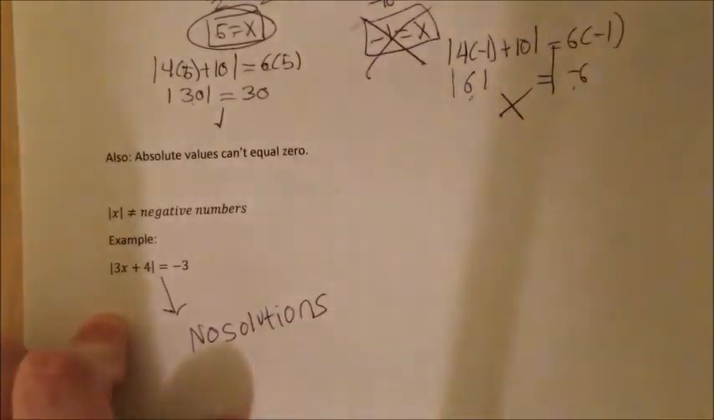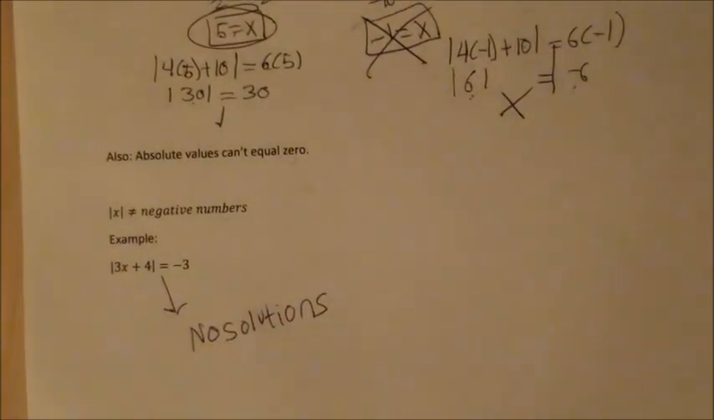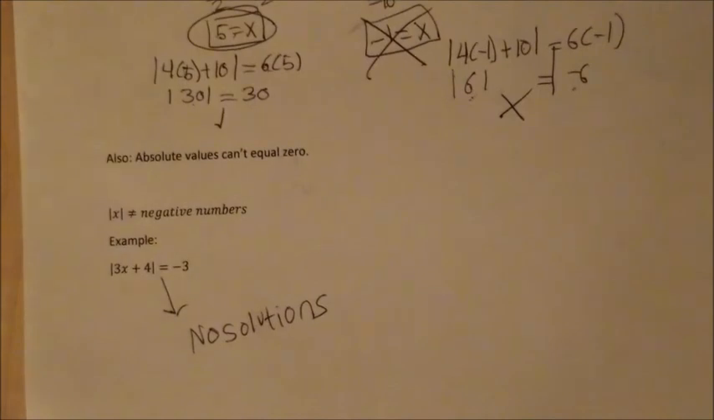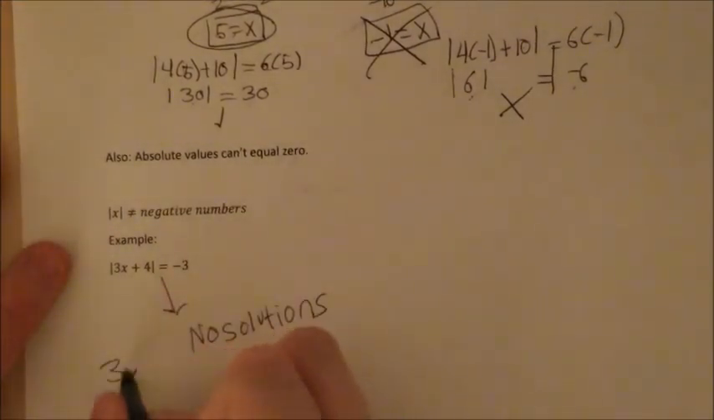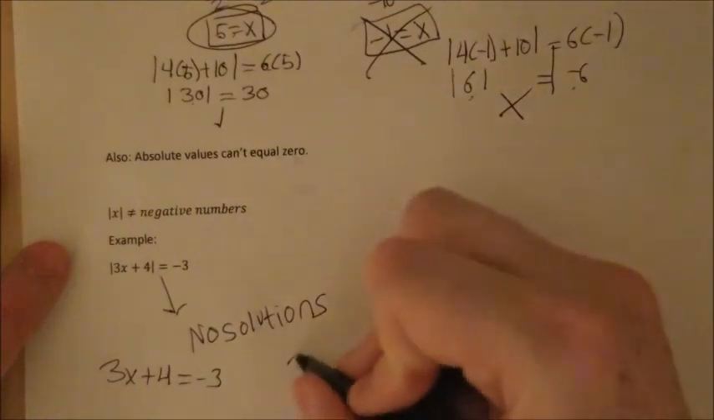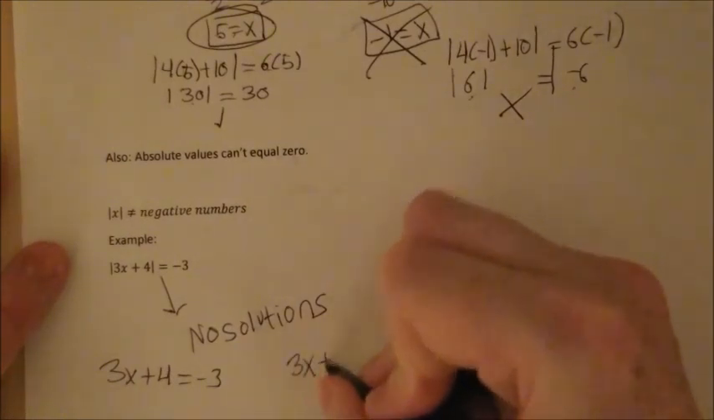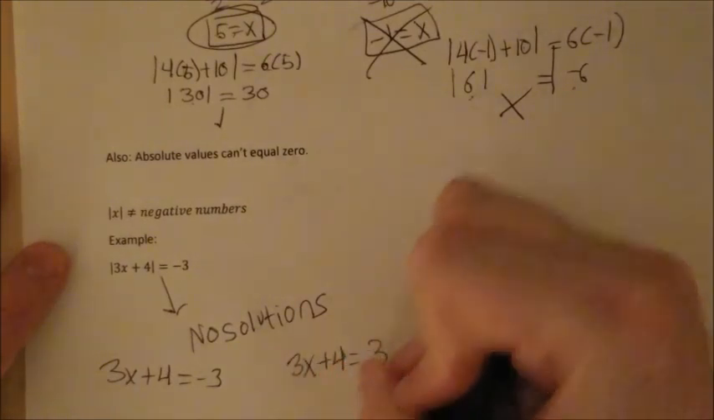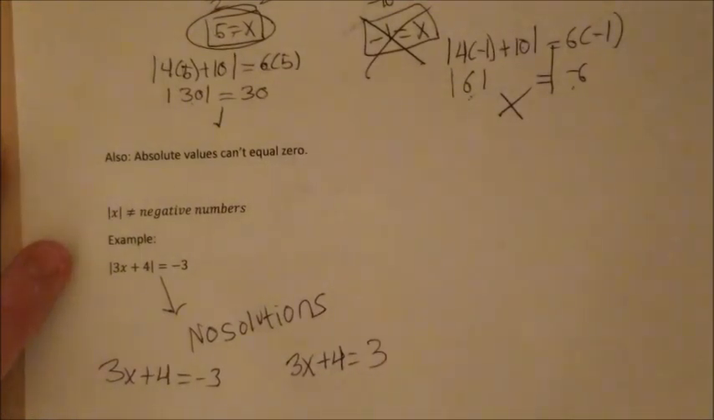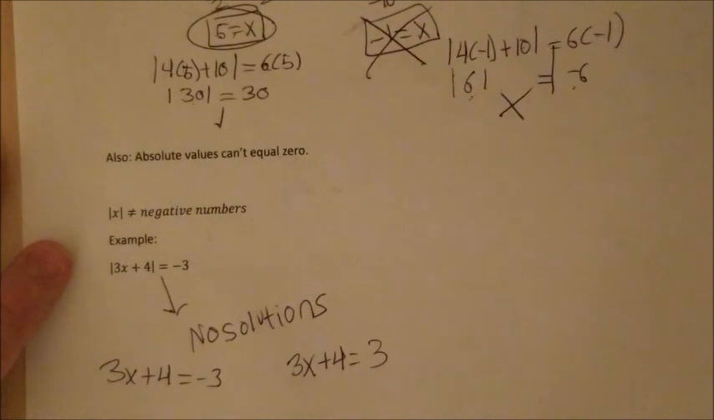If you really want to see if this is true or not, if you did split this up and do like 3x plus 4 equals -3, 3x plus 4 equals +3, if you went and you solved these and plugged those values back in, you should see that both of them are extraneous. So it'd be a lot of time for not much result.